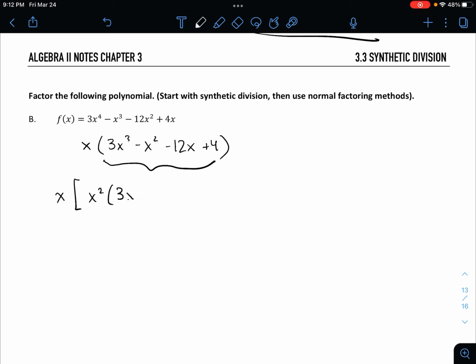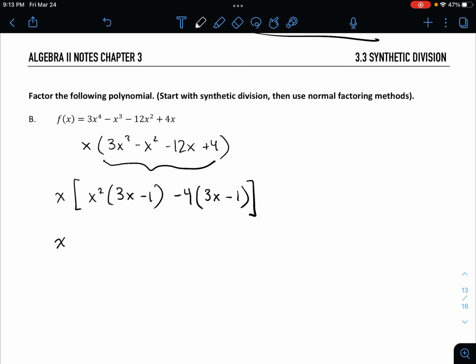We can double check by distributing. x squared times 3x is 3x cubed, and x squared times negative 1 is negative x squared. So all right, I just did a little GCF there. And then in my second two terms, that second group, I can take out a negative 4. If I take out a negative 4, that would leave me with 3x minus 1. And notice that's exactly what I want. I want to get these common binomial factors.